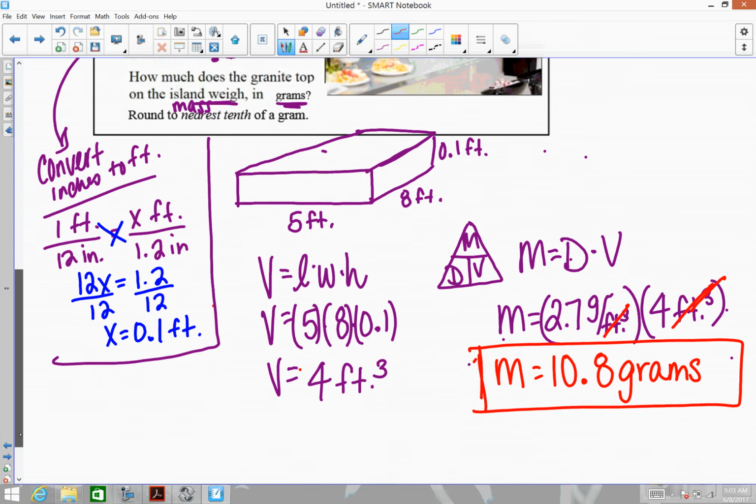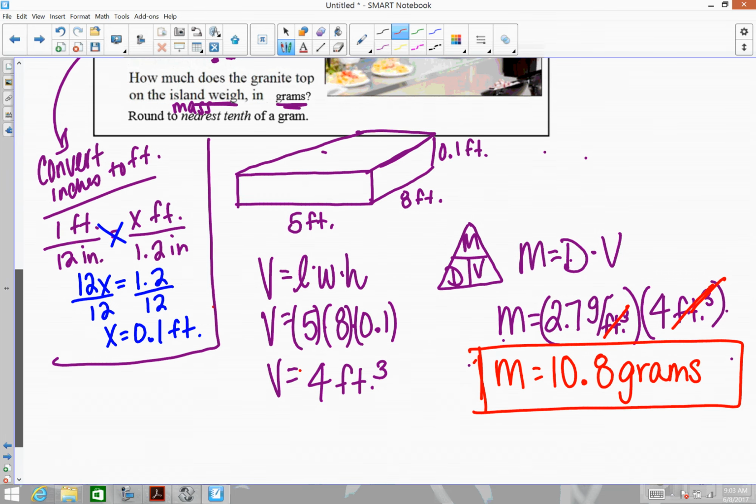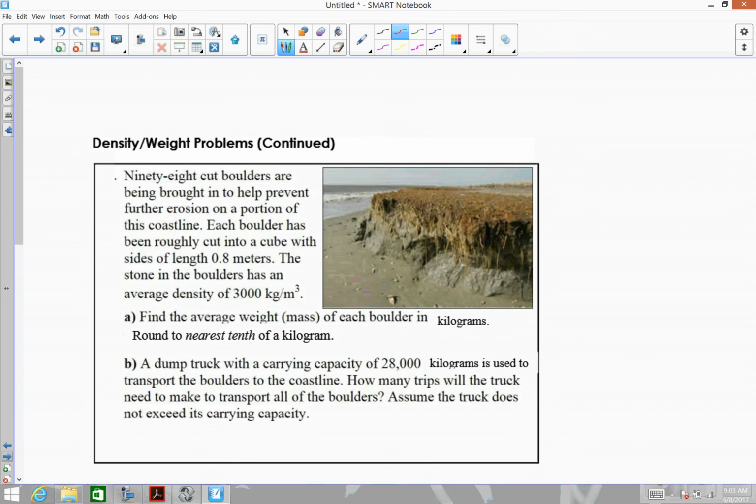So that's one basic example, just finding the weight using density. You're always pretty much going to have to calculate volume, because that's the geometry part of this. You need to know how to calculate volume, and then you can use density to find the mass. So let's look at one more example of that type of problem.